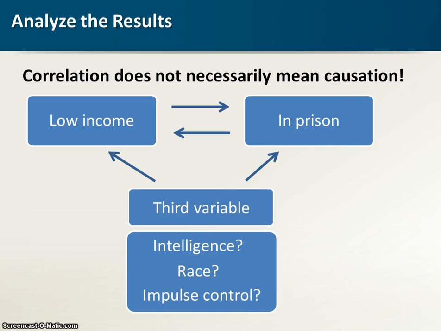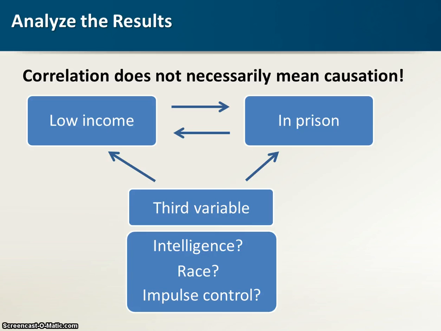We could look at impulse control. Someone who really has trouble reining in their temper is going to have trouble holding on to steady jobs, and they're more likely to do impulsive things that wind them up in prison. And there are a lot of others as well. These are not the only three. But the idea here is that we could have a relationship between low income and years in prison without one necessarily having to cause the other.